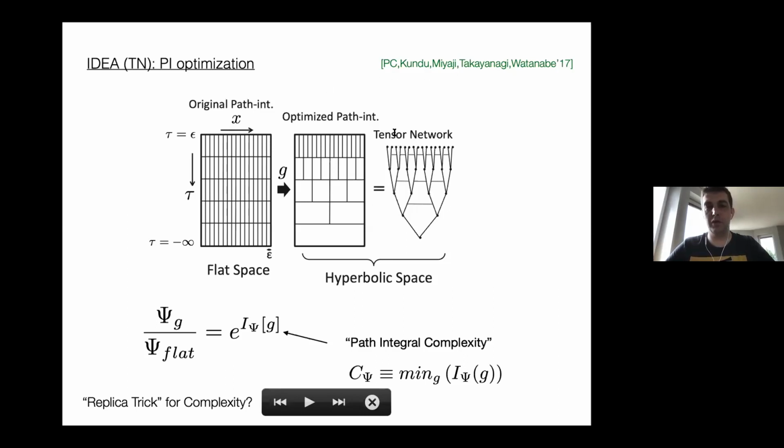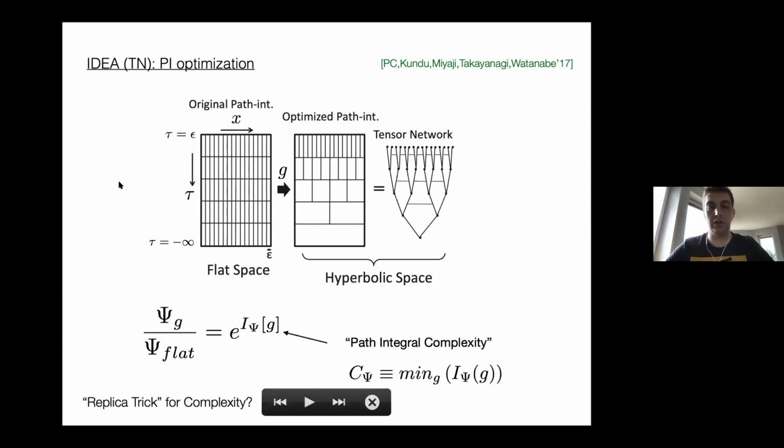Then there is some kind of optimization procedure that will not be relevant for the computation, but basically in this optimization procedure, we are getting some kind of optimal geometry that resembles a hyperbolic space, similar to the discussions of tensor networks and AdS/CFT.